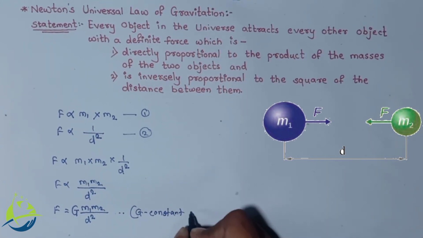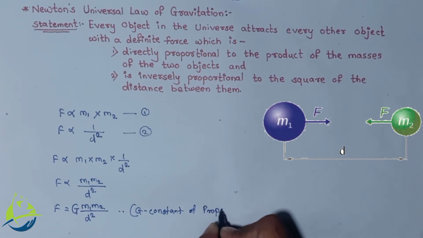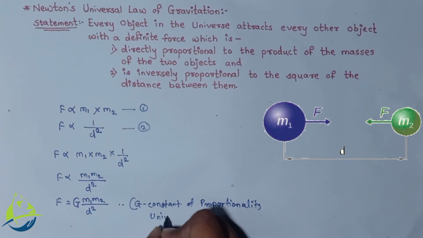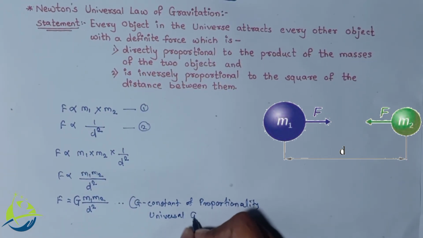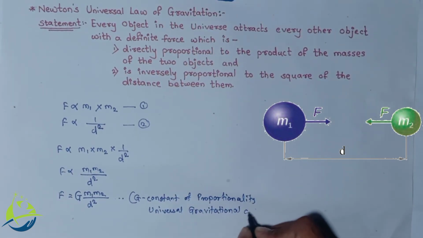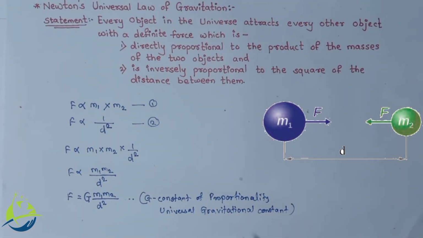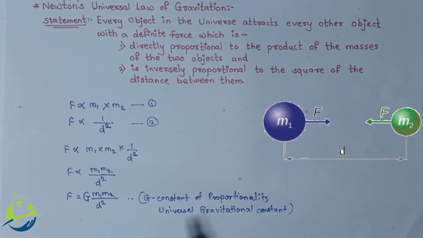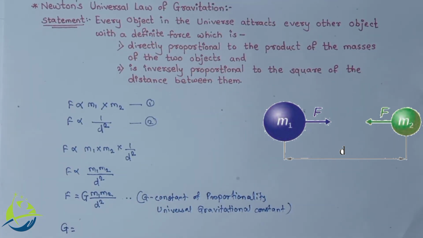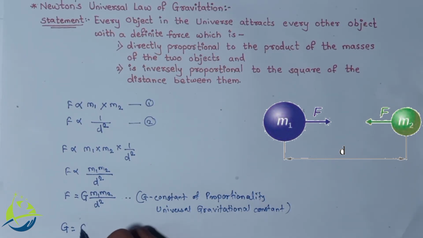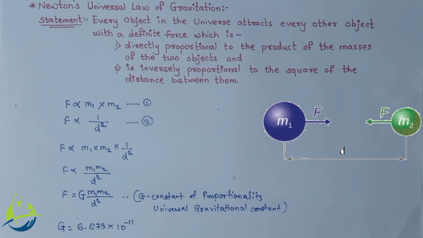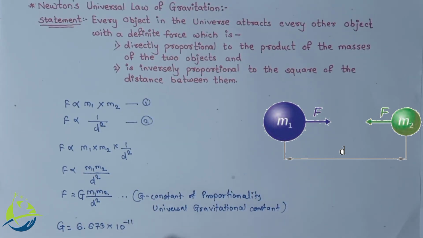We take it as the constant of proportionality, or denote it as the universal gravitational constant. Okay, universal gravitational constant. Now constant means its value is constant everywhere in the universe. Okay, for that, G, after calculation, G's value is 6.673 into 10 raised to minus 11. But it has units. We have to derive those units.